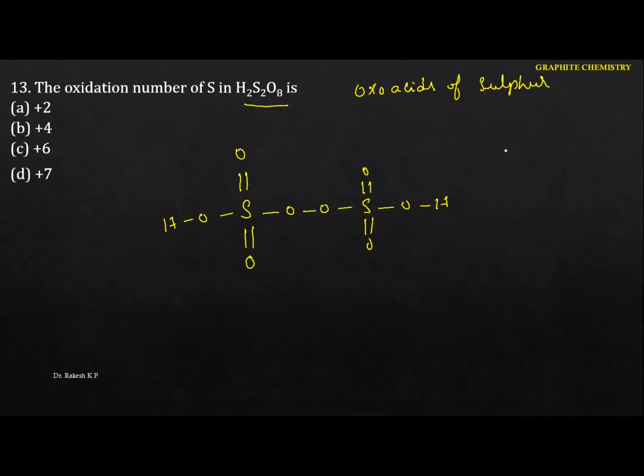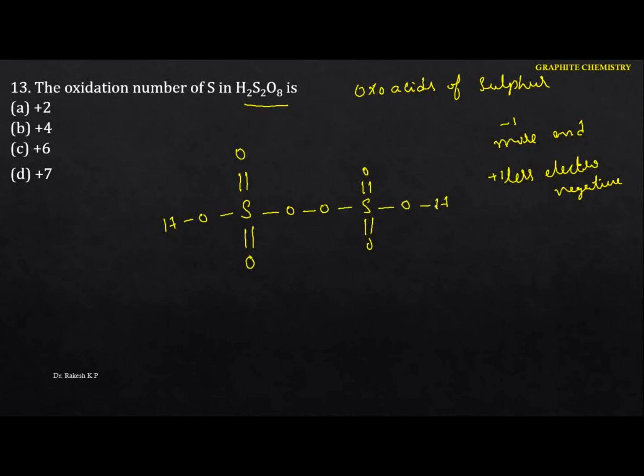So, very simple thing. You have to identify the more and less electronegative element. Just identify this. The more electronegative element gets -1, and the less electronegative element gets +1. Only that much.